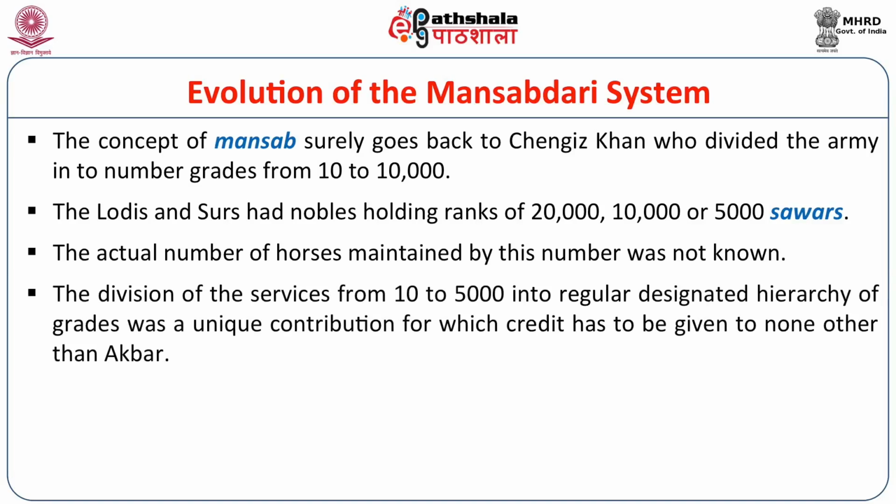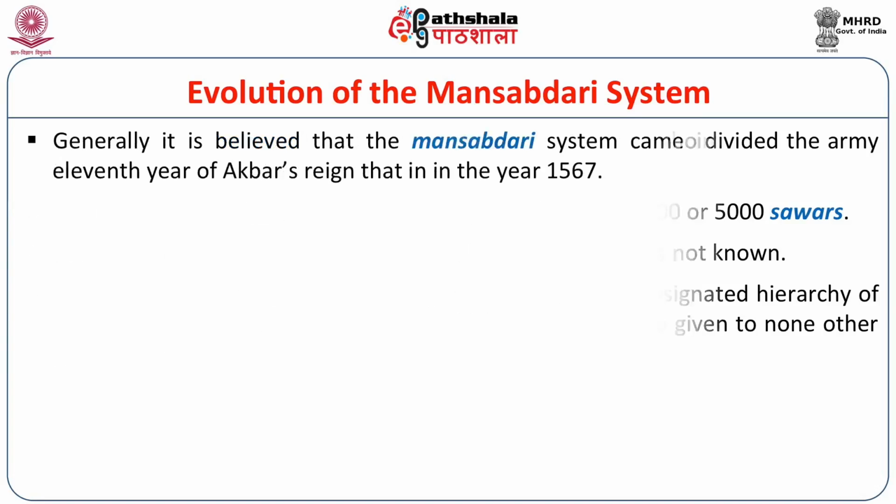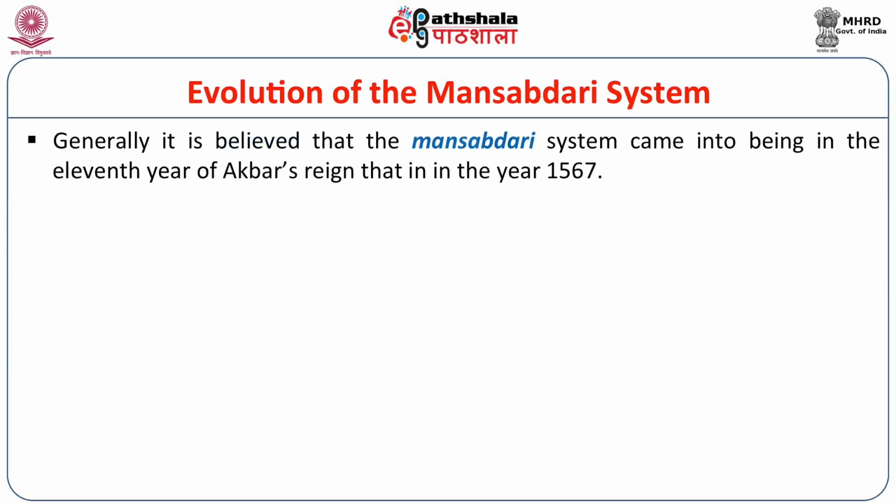The division of the services, that is military ranks, from 10 to 5,000 into a regular designated hierarchy of grades was a unique contribution for which credit has to be given to none other than Akbar. Generally, it is believed that the Mansabdari system came into being in the 11th year of Akbar's reign, that is, in the year 1567.